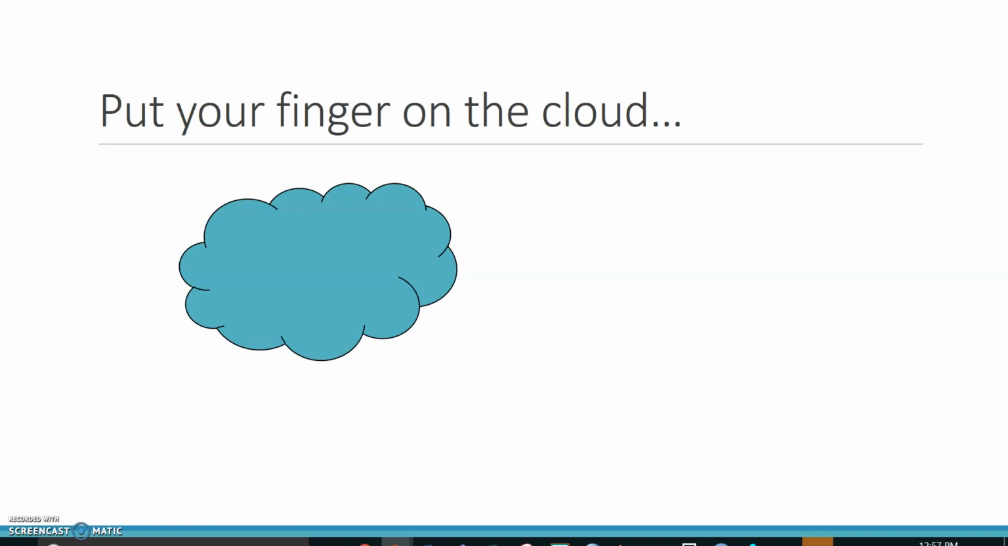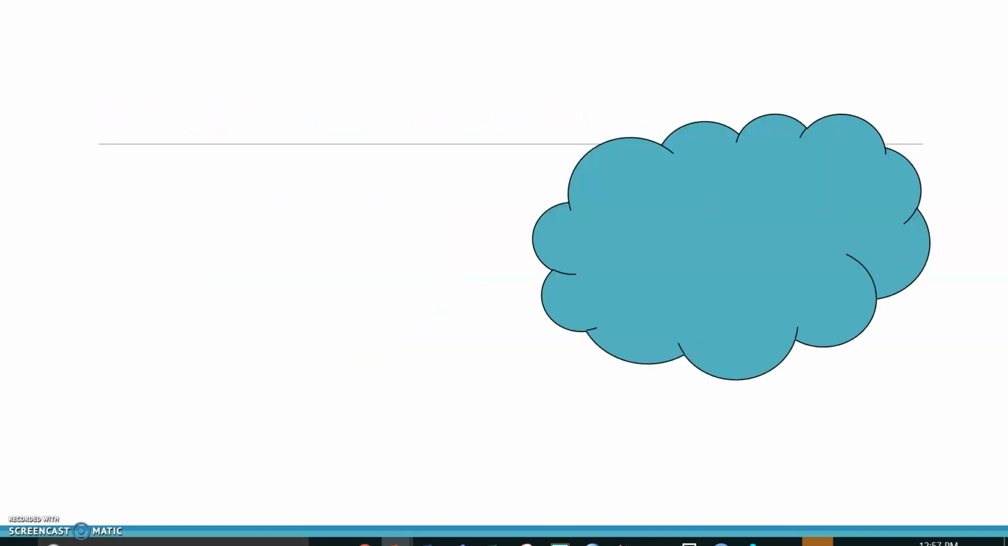Okay, so now we're getting into model identification. I want you to put your finger on the screen on the cloud. I literally want you to pin down this cloud. You didn't hold it enough. Pin it down. Pin it down.